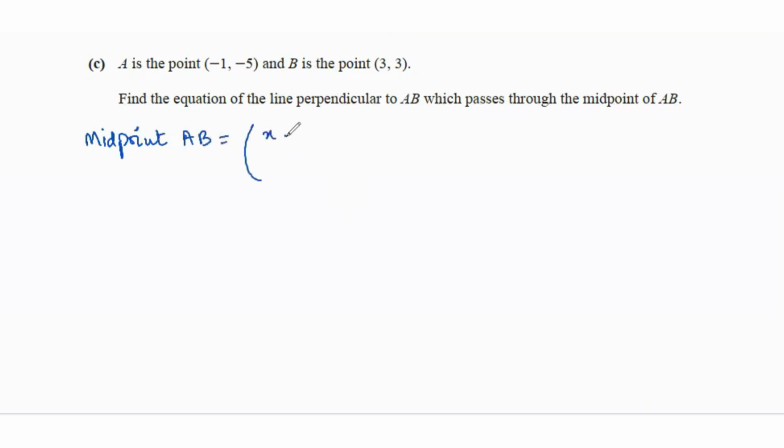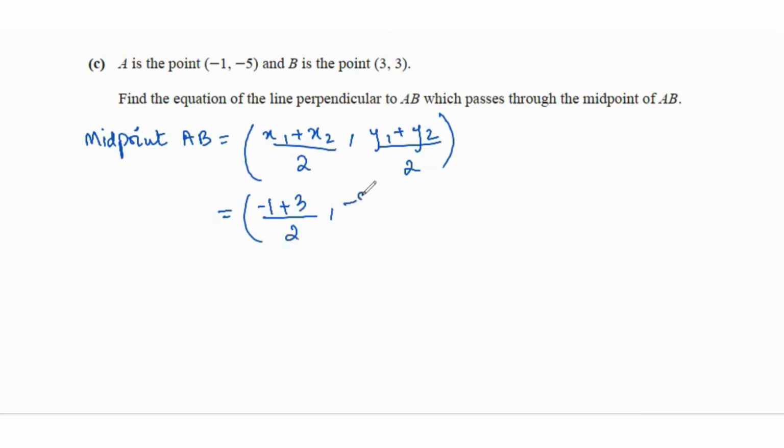which is going to be (x1 plus x2) over 2, (y1 plus y2) over 2. So that's (-1 plus 3) over 2, (-5 plus 3) over 2. -1 plus 3 is 2, and 2 divided by 2 is 1. -5 plus 3 is -2, and -2 divided by 2 is -1. So that's our midpoint of AB.